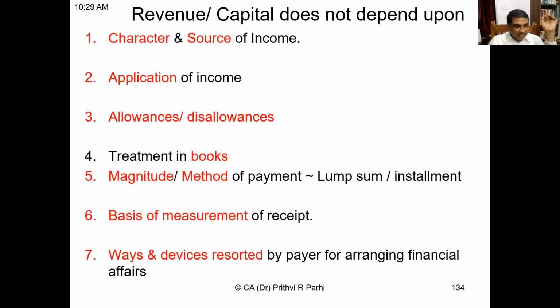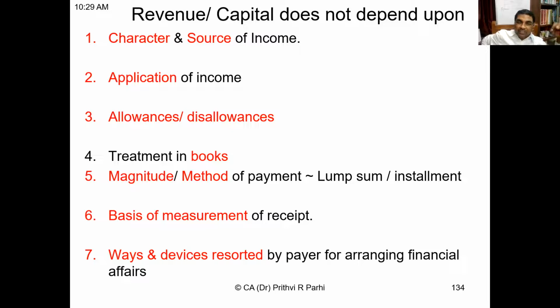How this particular transaction is treated in the books of account is also irrelevant. And the magnitude of payment, whether it is a small payment or big payment, a regular payment or a payment received in installments, is also immaterial. Then how it is measured, the basis of measurement. Let us say compensation is paid as a percentage of sales. That basis of measurement is also irrelevant. The basis of measurement may be some revenue item, but the compensation may be capital in nature.